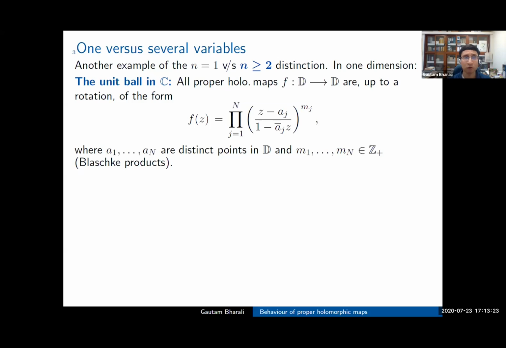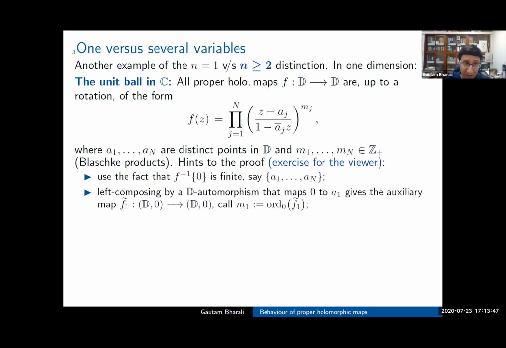They are, up to a rotation, a product of a bunch of positive integer powers of these maps that you are all familiar with. These are disk automorphisms. So these are called Blaschke products. And I actually want to give some hints as to how you prove this statement. I leave it as an exercise for you to fill in the details.